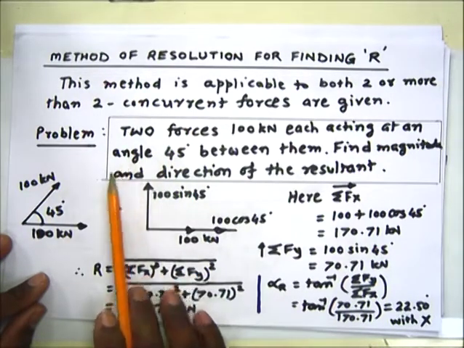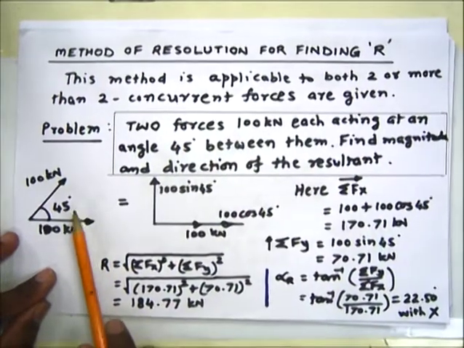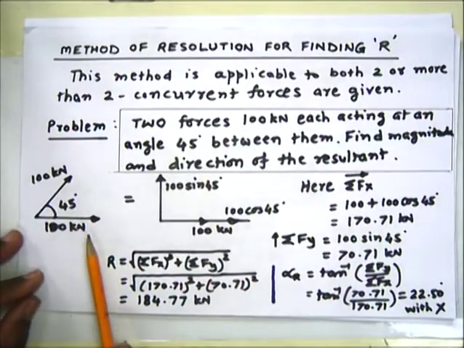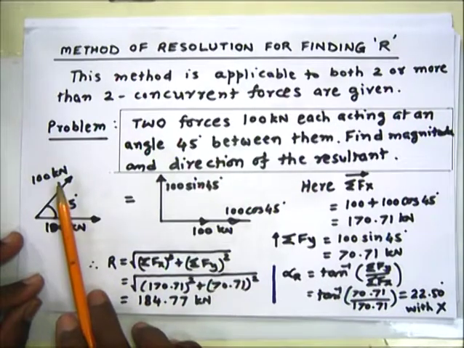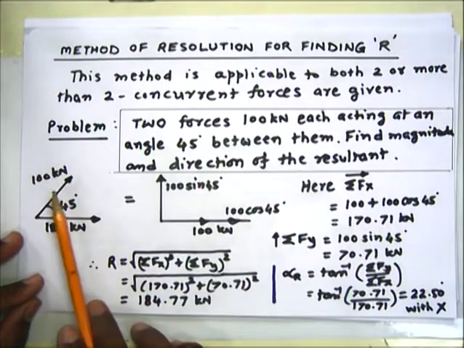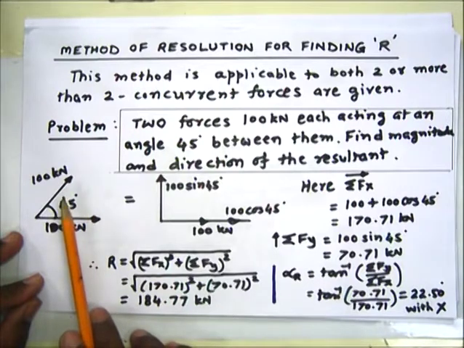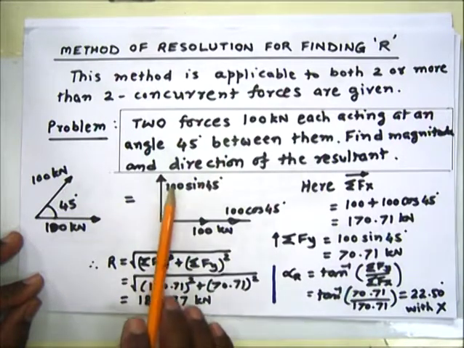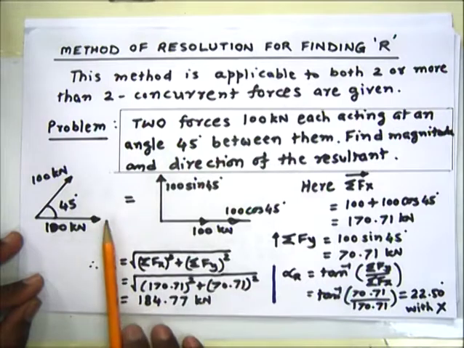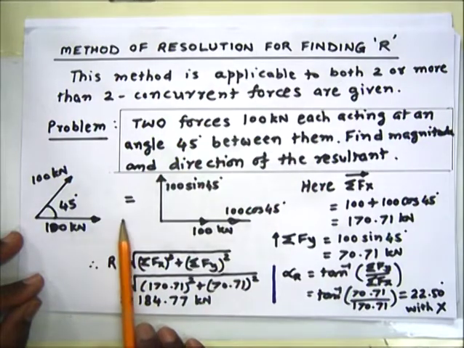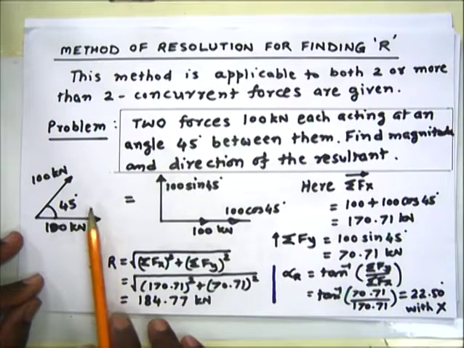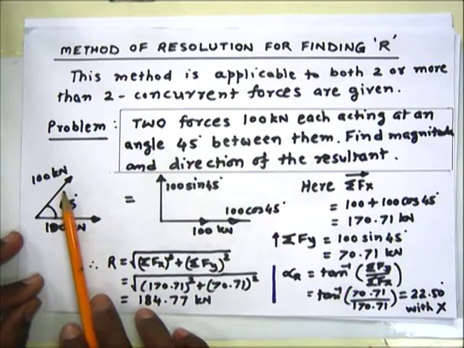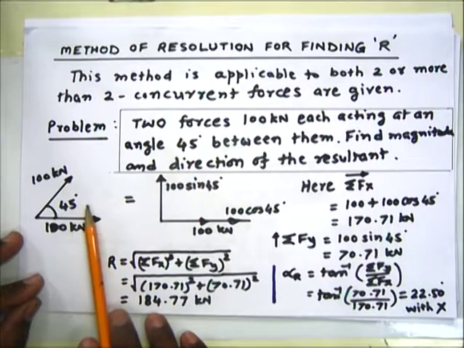So the problem is given like two concurrent forces, one along the x direction and one along this direction, 100 kN. The angle between these two is 45. Then resolving this in the x direction, we consider the line of action of this force as the x direction. Then this force will be making an angle of 45 degrees with that axis.